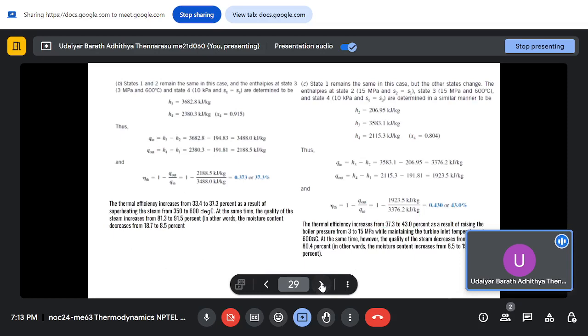Now moving on to the second case, there your state 3 is, instead of 350 degrees Celsius, at 600 degrees Celsius at 3 megapascal. So H3 corresponding to that is 3682.8 kilojoule per kg, and H4 is 2380.3 kilojoule per kg. So Q in is H3 minus H2. So 3682.8 minus 194.83, which comes out to 3488.0 kilojoule per kg. And your dryness fraction at the end of expansion is 0.915.